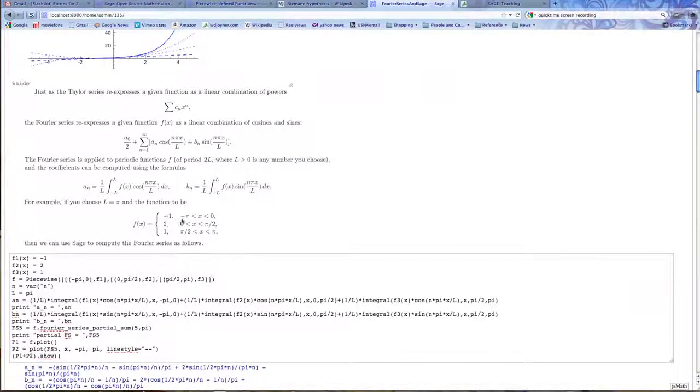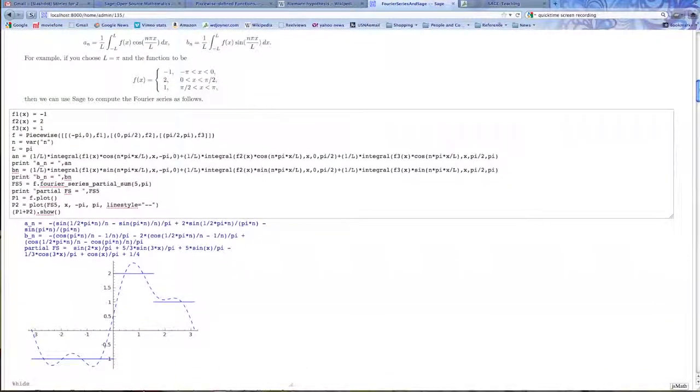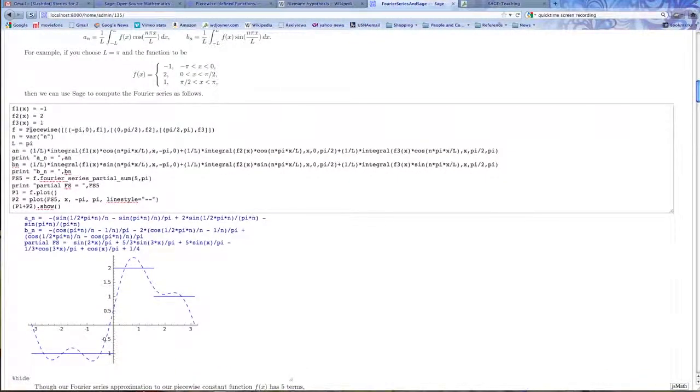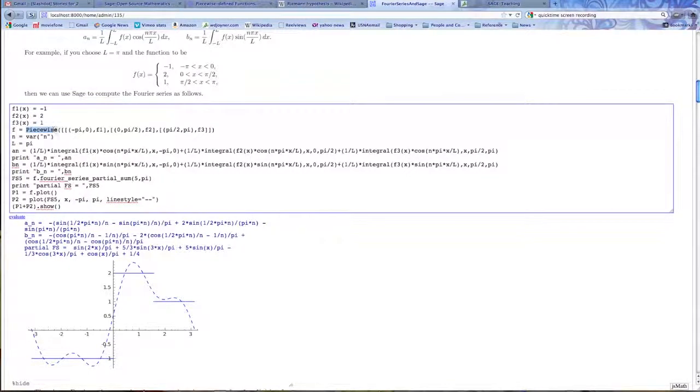It's minus 1 from minus pi to 0, 2 from 0 to pi over 2, and 1 from pi over 2 to pi. And let's use SAGE to plot that piecewise constant function. Not hard to do that. SAGE has a command called piecewise. You can put piecewise defined functions together pretty easily, and you can plot them. There's the plot right there, that solid blue line plot.